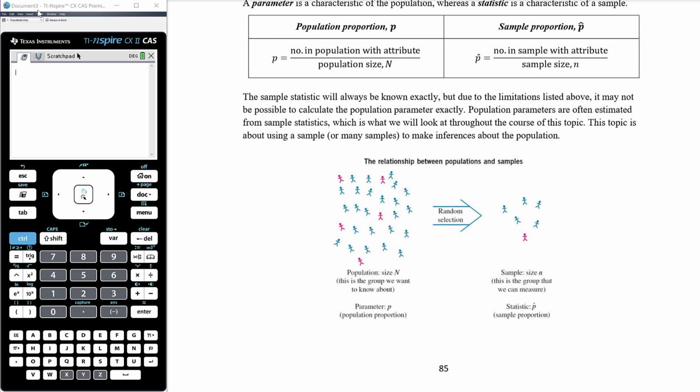Okay, so a sample statistic will always be known exactly because we can calculate that from our sample, but due to the limitations above, we might not be able to calculate the population parameter exactly. And so population parameters are often estimated from sample statistics, and that's what we want to be able to look at. Okay, and this topic is about using a sample or many samples to make inference about the population.